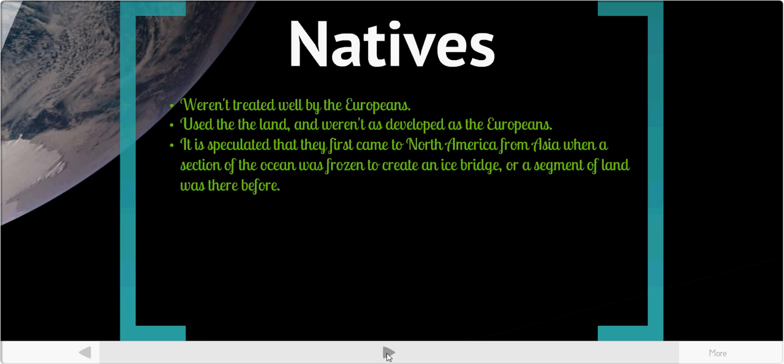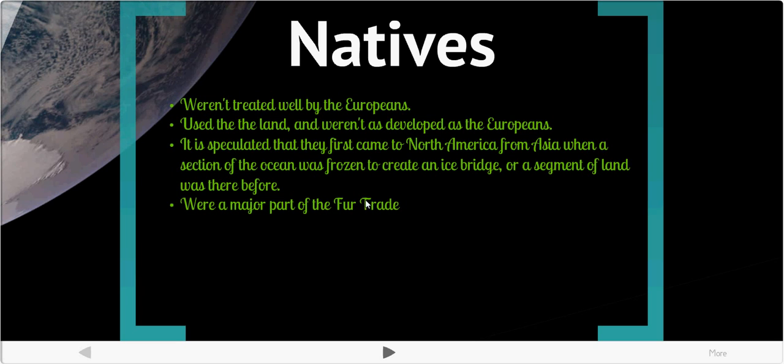It is speculated that they first came to North America from Asia when a section of the ocean was frozen to create an ice bridge. So basically they crossed the ocean on an ice bridge, but there also could have been a segment of land that hadn't been there before because of the higher water levels and lower water levels.